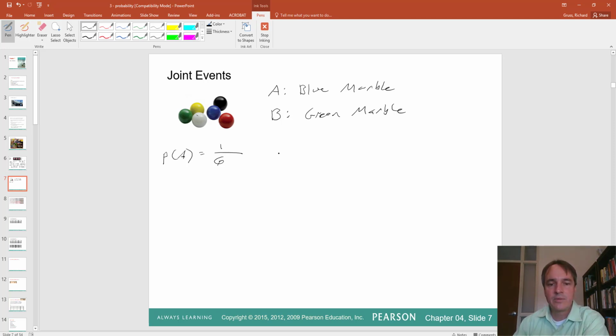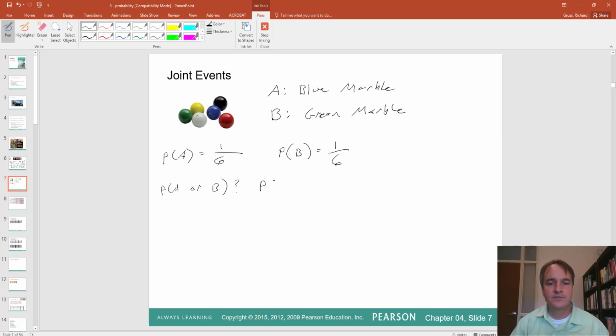Now we can look at the probability of event B. Green marble is the same. There's only 1 green marble, and there are 6 total marbles. So this is simple enough. But then, what if I were to ask about something like, what's the probability of A or B? What's the probability of drawing either a green marble or a blue marble?